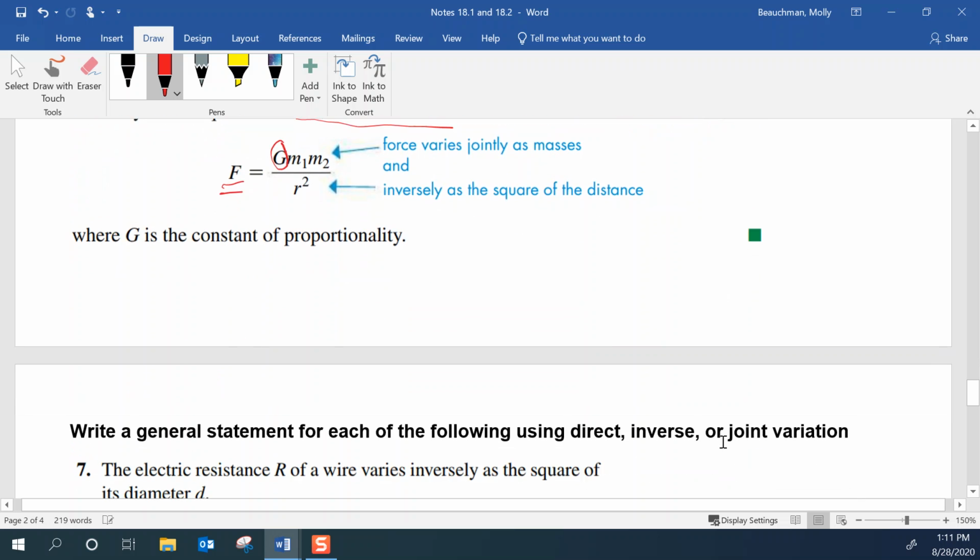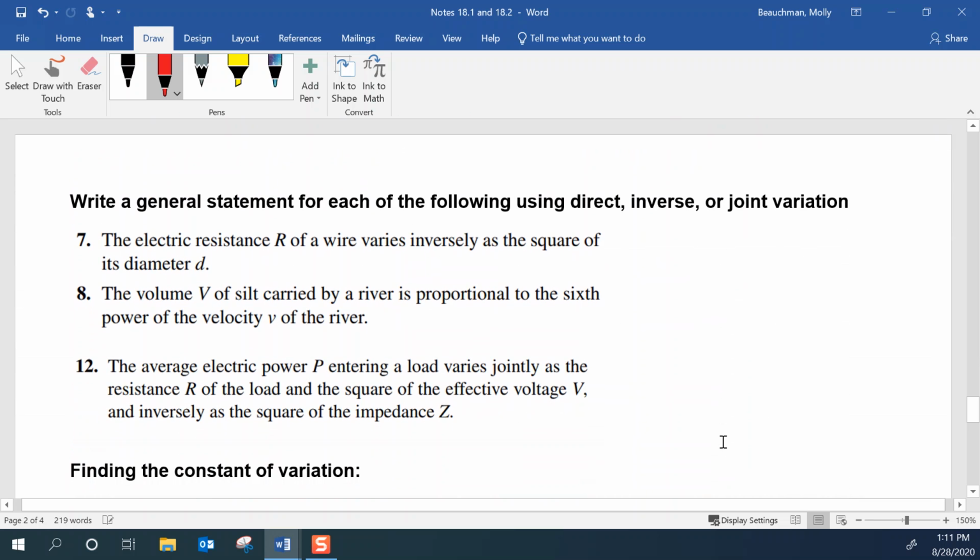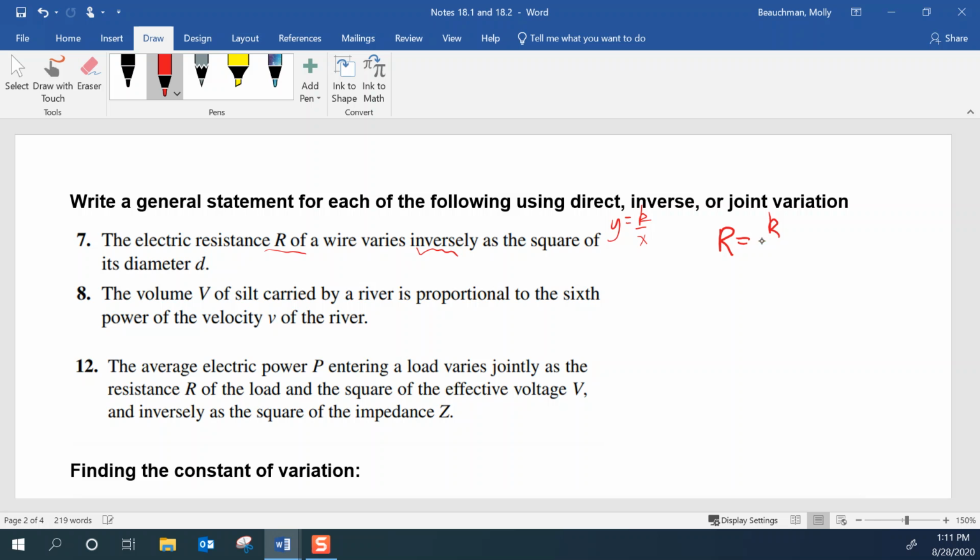Let's see how this works with a couple of examples. We're going to write a general statement for each of the following using direct, inverse, or joint variation. The first says the electric resistance R of a wire varies inversely. That means my general equation is k over x. I just want to make sure I get the correct variables in there. It varies inversely as the square of its diameter D. So capital R is equal to k divided by the square of the diameter, d squared.